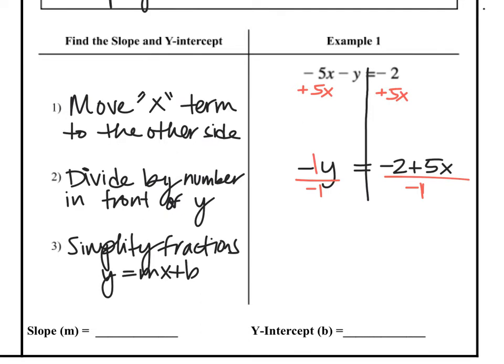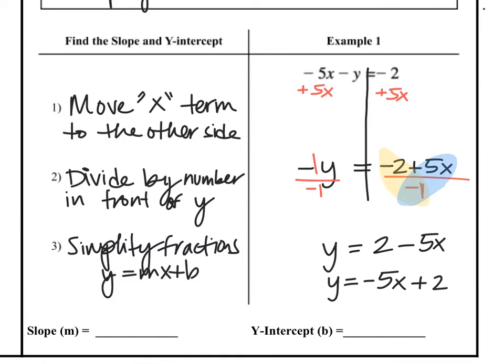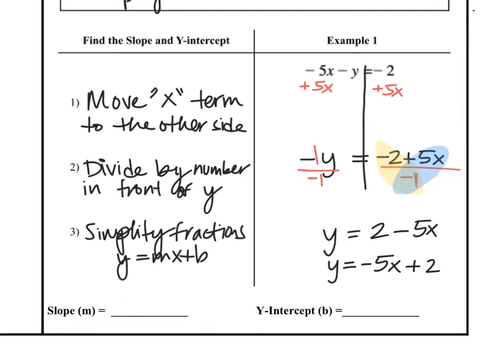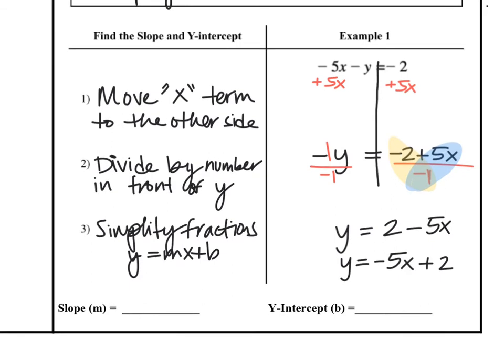Negative 1 divided by negative 1, now I have y by itself. And I have to simplify both of these fractions. Negative 2 divided by negative 1 is positive 2. And 5 divided by negative 1 is negative 5. So negative 5x. If this freaks you out, you can rewrite it as negative 5x plus 2, so it's exactly y equals mx plus b, but it doesn't really matter as long as you pay attention to what number's in front of x, because that's your slope. So my slope is negative 5, and my y-intercept is positive 2, which you can write as a point, 0, 2.